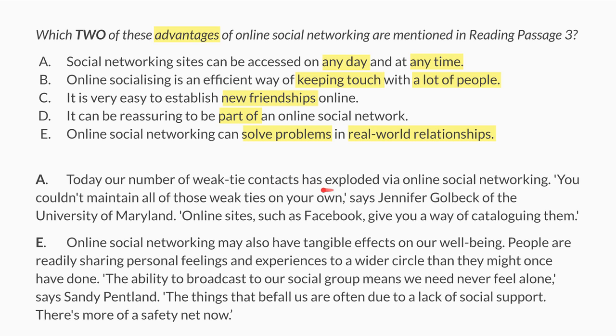And here it talks about how the weak tie contacts have exploded. It seems to be talking about how before it was difficult for us to maintain weak ties, but now we can. Now the number of weak tie contacts has exploded. Well, that sounds like an advantage. That is synonym language. It doesn't say anywhere the word advantage. We don't see that word anywhere. But still, this here is an example of an advantage.